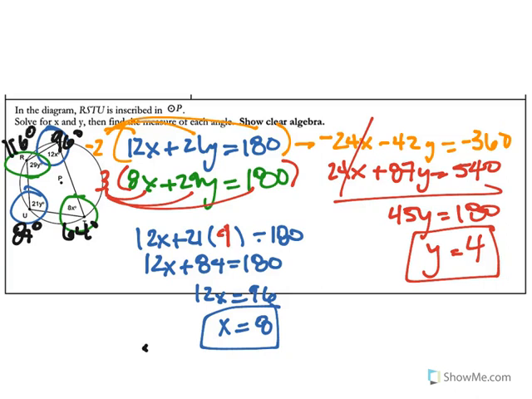Now, if you wanted to double check your work, you could add them all up. 116 plus 96 plus 64 plus 84 equals 360.